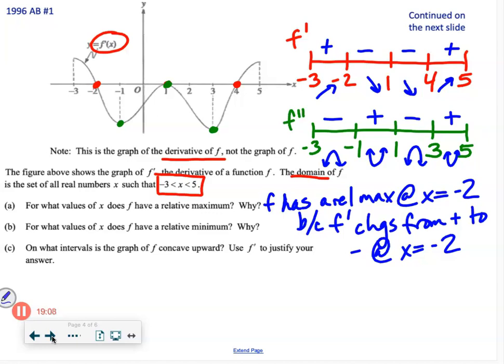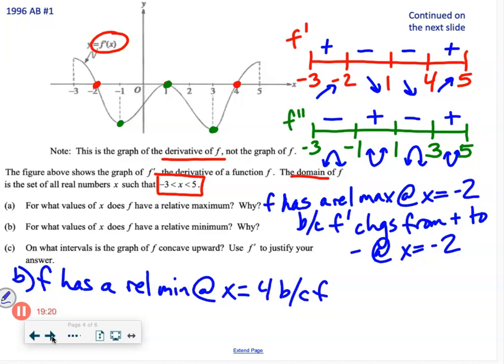For part B, I'm just going to write it down here. F has a rel min at x equals 4 because f prime changes from negative to positive at x equals 4.